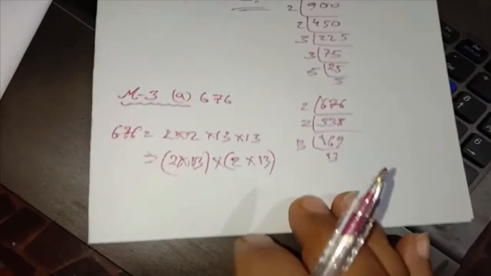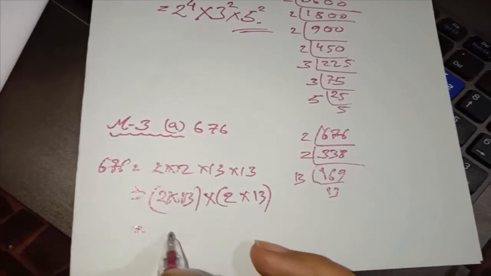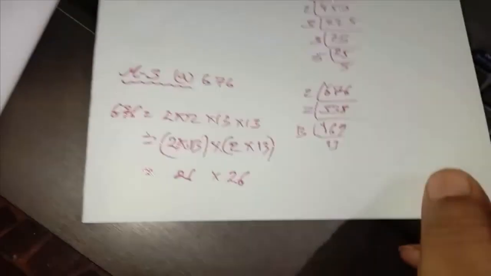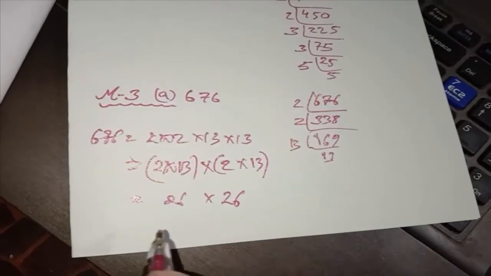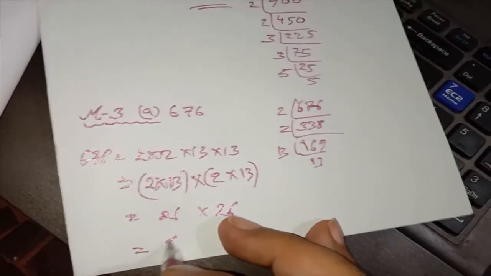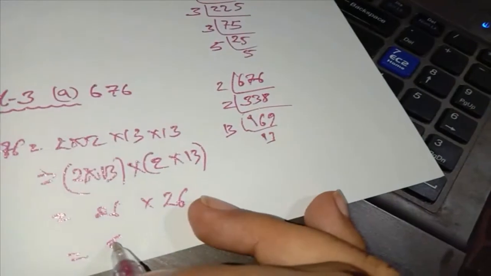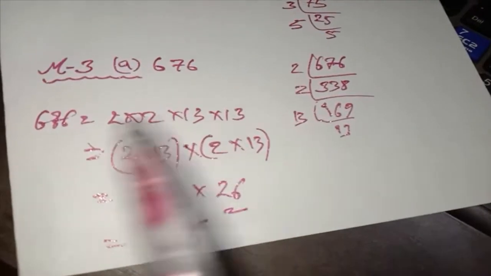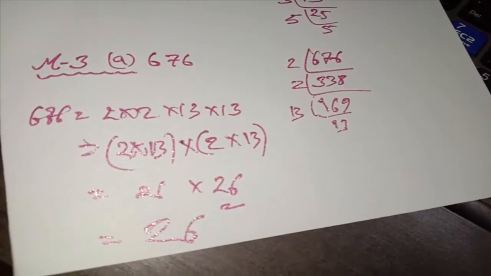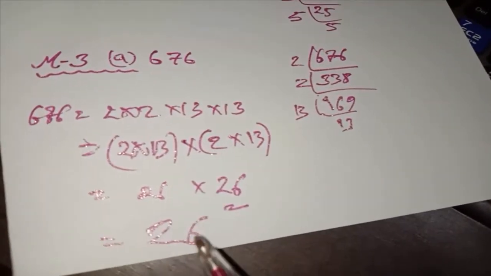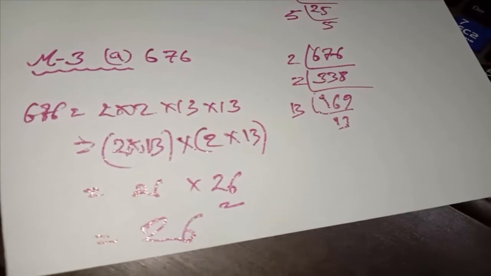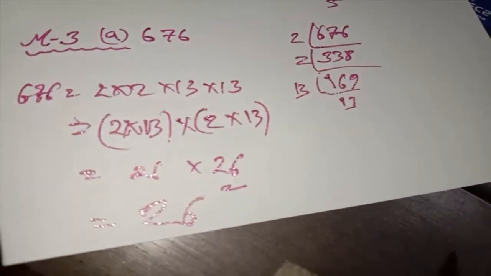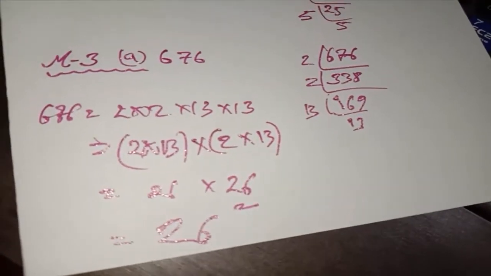So 2 into 13 is 26, into 26. Now we can write 26 into 26 as 26 square. So now this number is being represented as the square of 26. That means the exponential form of a single number. This is how you are going to solve all the other problems in module number 3.